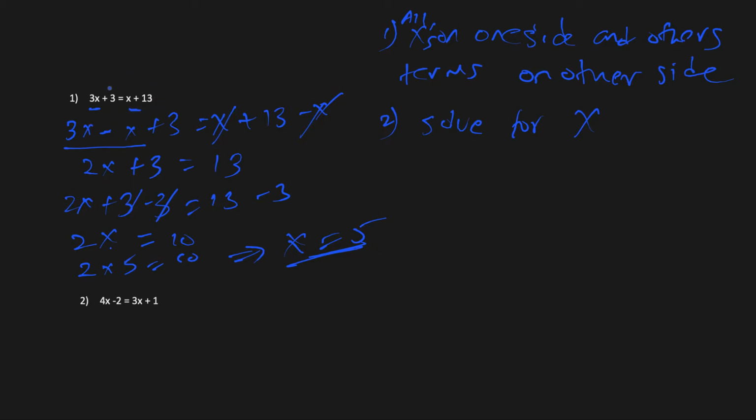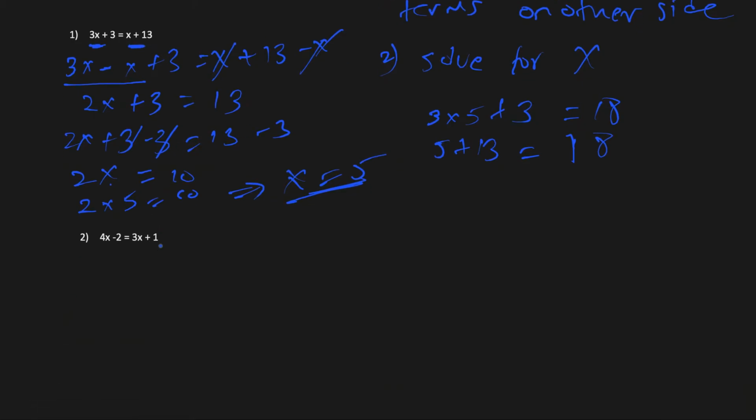So x equals 5. If we put x as 5, let's say 3 times 5 plus 3, this is the left side of this equation. We get 15 plus 3, which is 18. And if we solve the right side, 5 plus 13, we also get 18. So this x equals 5 fulfills the condition of this equation.